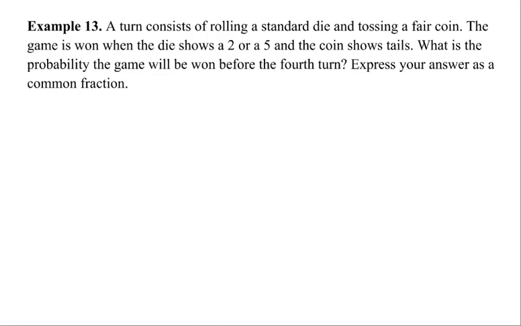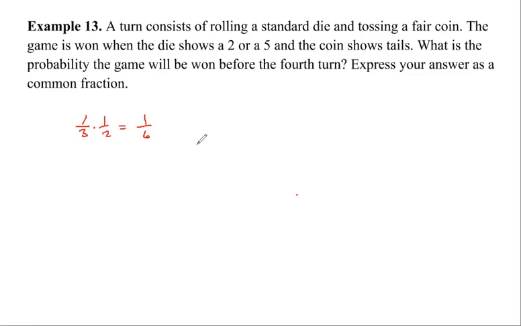So the approach that I took was basically standard casework. My first case would be if the game was won on its first turn. That would be if the die showed a 2 or a 5, which is a 1/3 probability, and the coin showed tails, which is a 1/2 probability. So currently your probability is going to be 1/6. And that's for case 1.